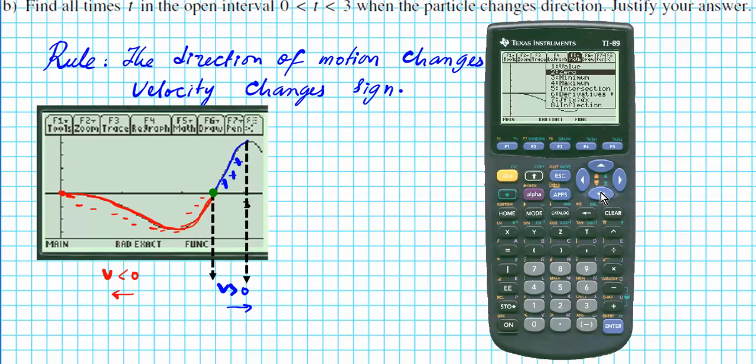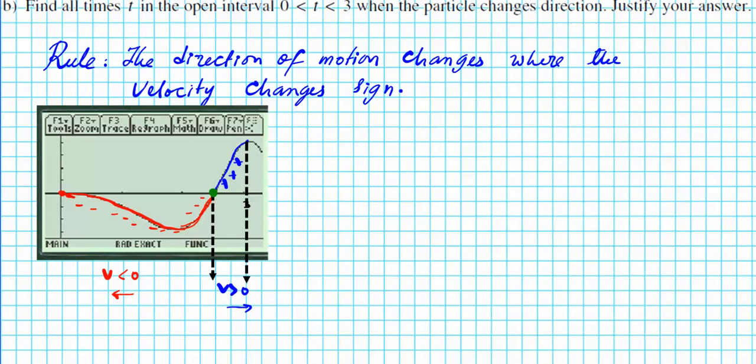Just press F5 and scroll down to 0, enter. The lower bound, we can put 2 or something to the left of this point of intersection. So let's just put 2. Enter. Okay, so the arrow is pointing to where the 0 is. The upper bound, pick a number bigger than that. You could use 3. Enter. And bam, there goes your t-value where the particle changes direction, 2.5066.